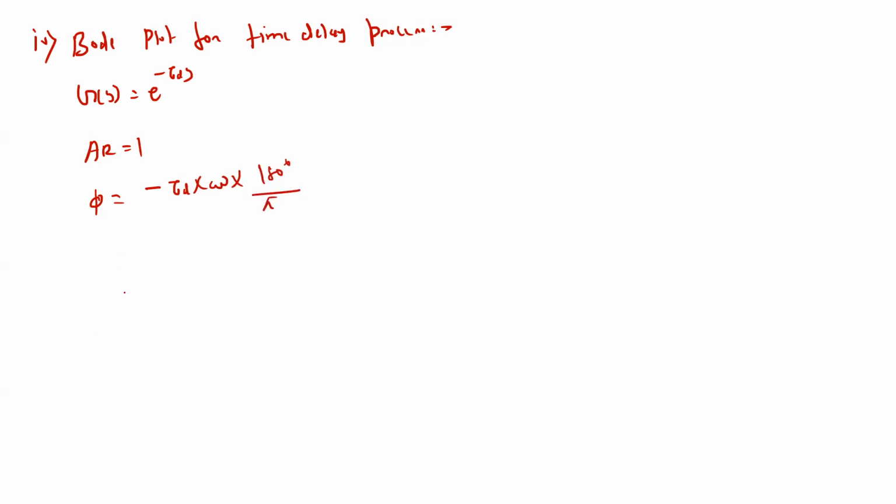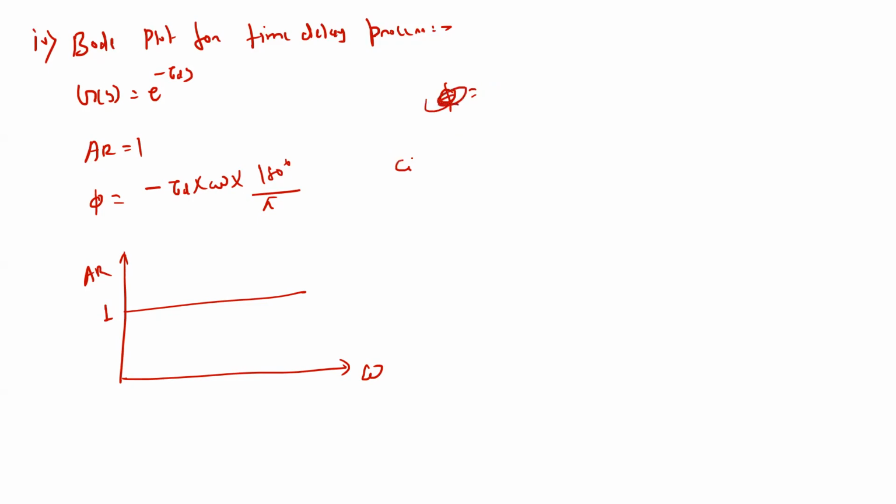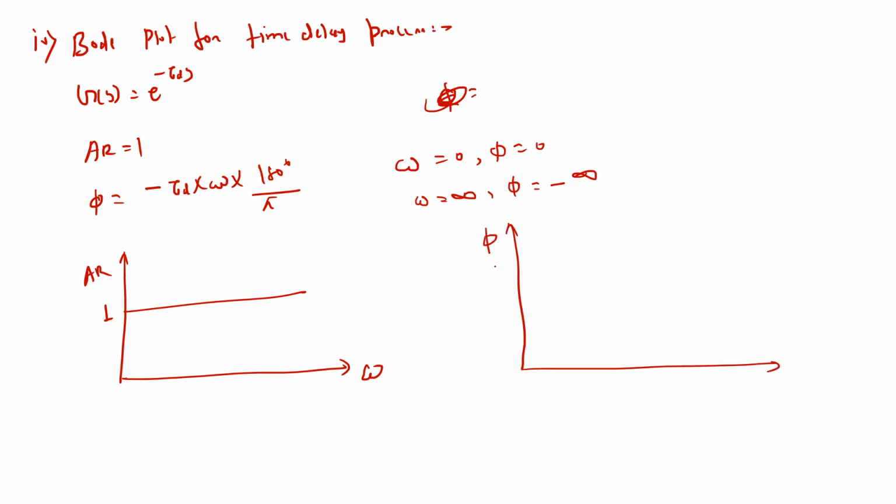So when we draw the amplitude ratio versus omega, definitely this will be equal to 1. When it comes to phi, if omega is equal to 0, your phi is equal to 0. If omega is equal to infinity, your phi is equal to minus infinity. So this will be your phi, this will be omega, it starts at 0 and it will go like that, right?